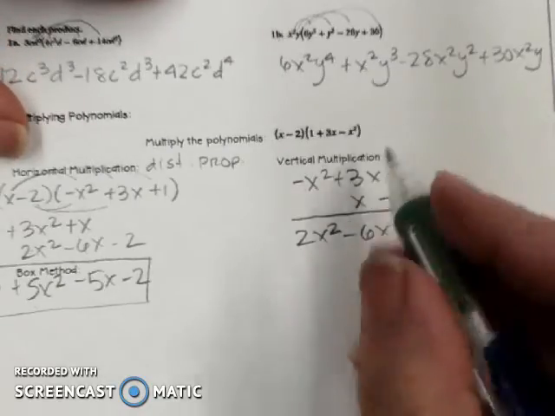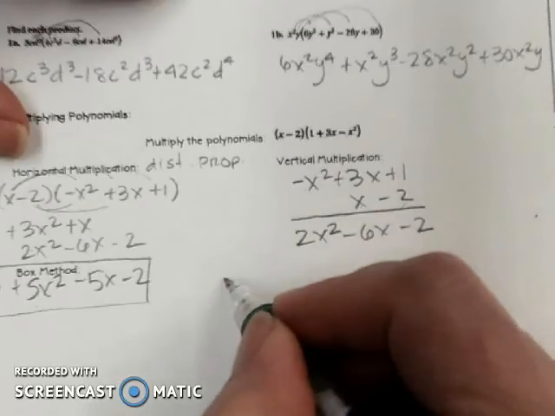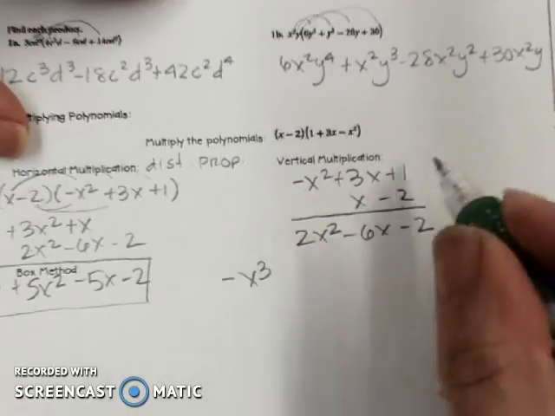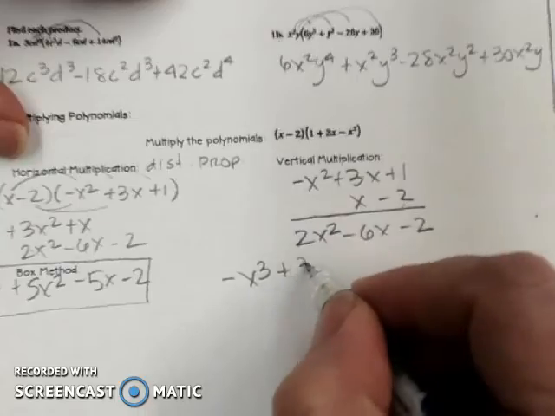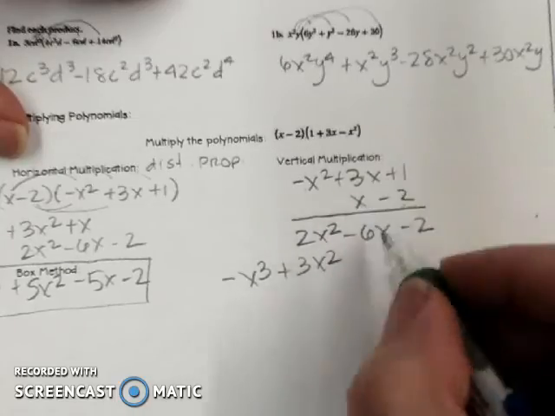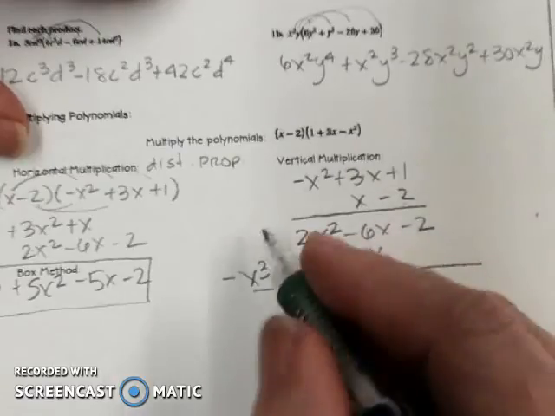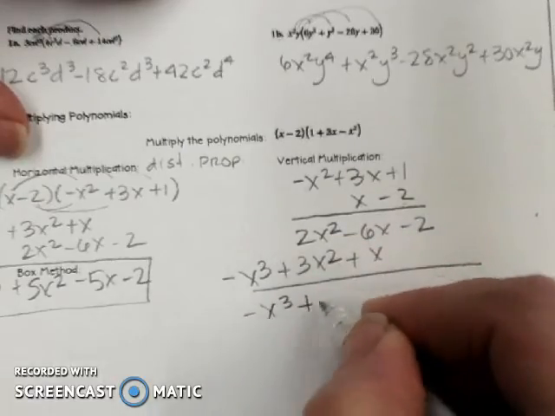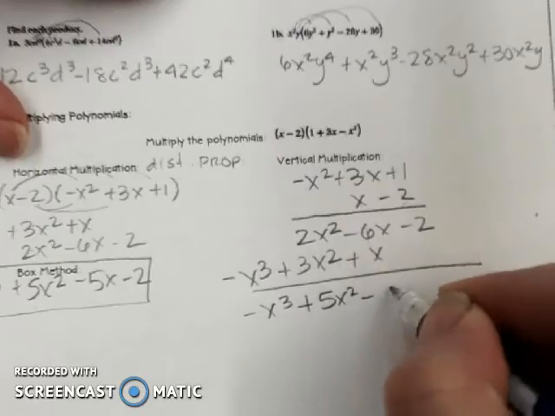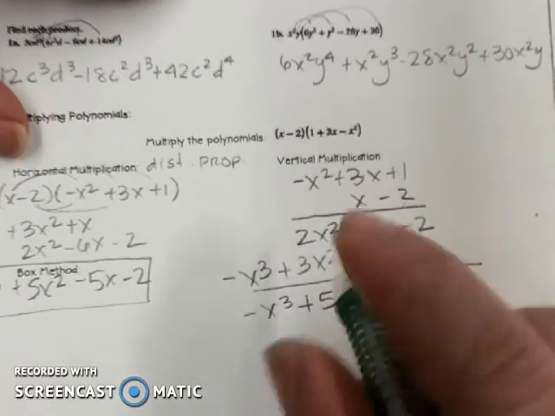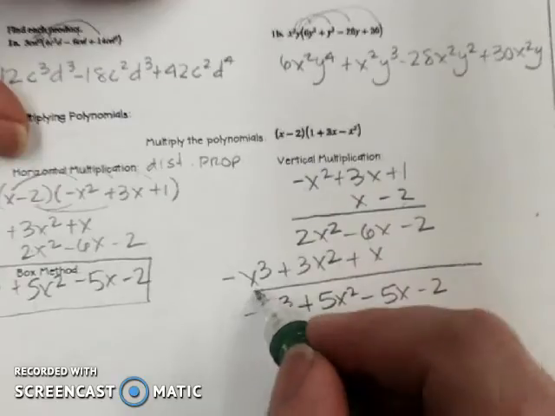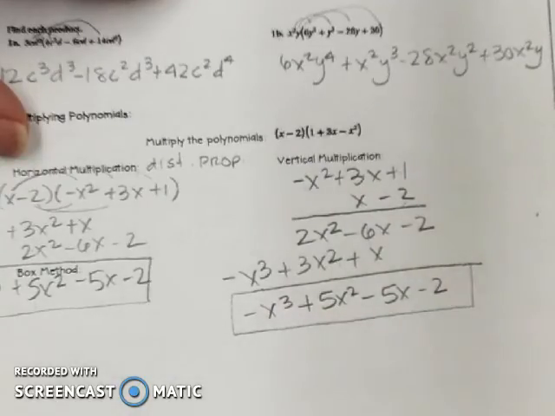So x times negative x squared gives me a negative x cubed. X times 3x gives me a positive 3x squared. X times 1 gives me a positive x. If you stack them by like terms, then you have your answer really easy right there in front of you. And notice that this answer is the exact same as this one. I just got there a different way.